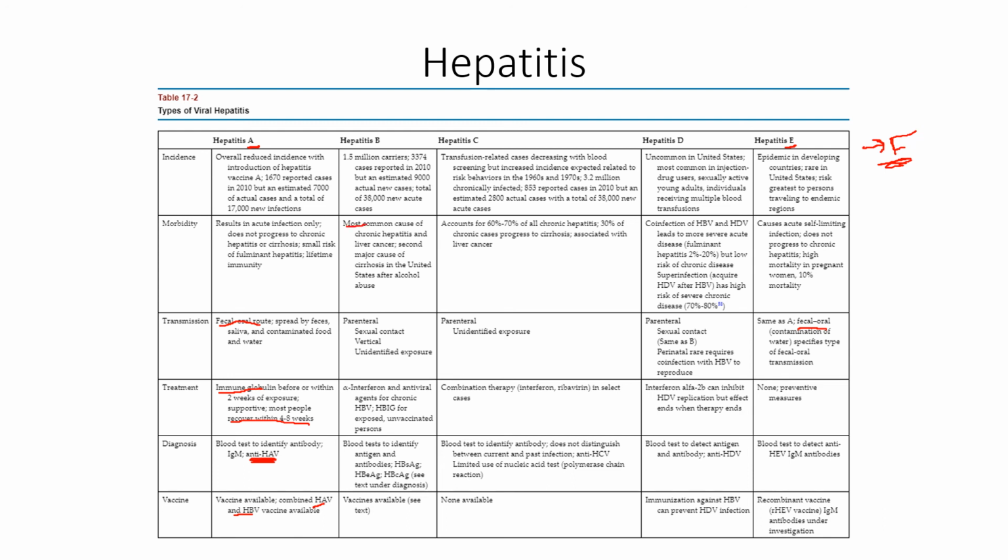Hepatitis B, this is the most common cause of chronic hepatitis and liver cancer. It's the second most common cause of cirrhosis in the United States after alcohol abuse. So again, alcohol abuse is the most common cause. This is the one that is contracted via sexual contact. You can also get this through sharing needles, intravenous needles.